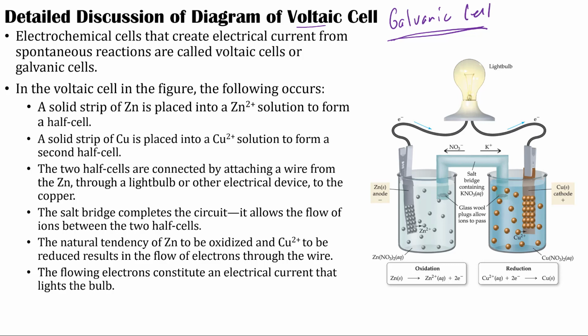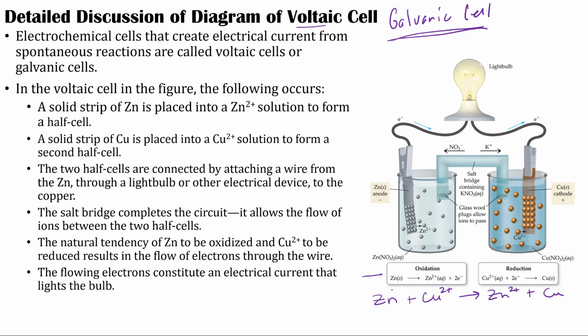But galvanic cells are a type of electrochemical cell that create electrical current from spontaneous reactions. So these create a current because we can transfer those electrons that are being transferred from one half reaction to another half reaction through a wire if we separate the half reactions. So here we have the zinc copper galvanic cell. And so the overall reaction for this would be zinc plus copper 2+ goes to zinc 2+ plus copper.